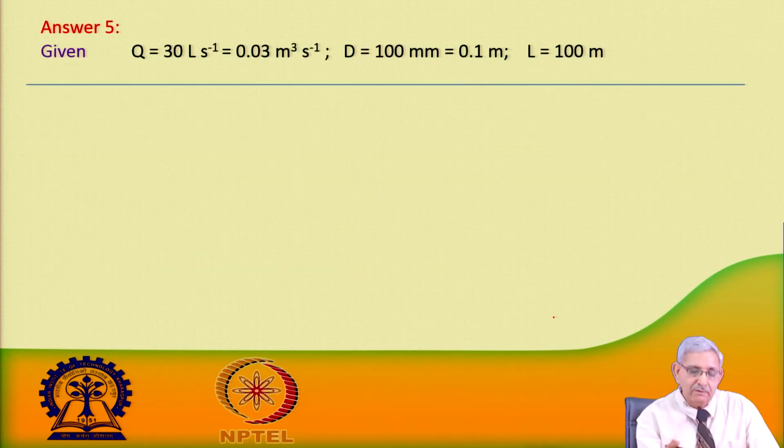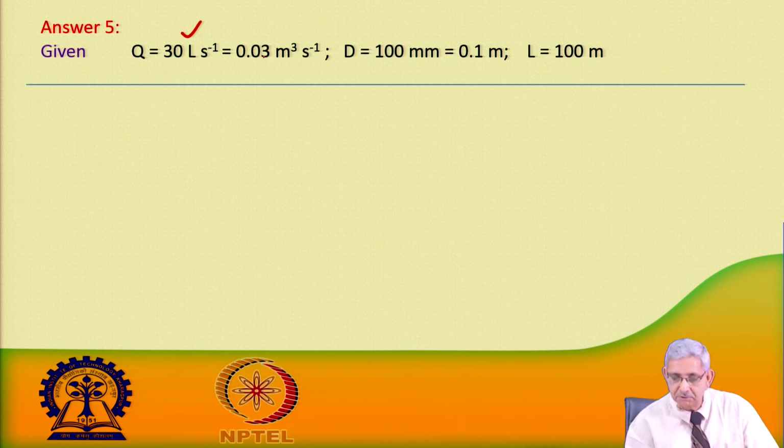So, once again I am reading the data. Q is 30 liter per second, which can be written in terms of cubic meter per second, that is 0.03 cubic meter per second. Diameter of the lateral 100 millimeter, that is 0.1 meter, and length of the pipeline is 100 meter.